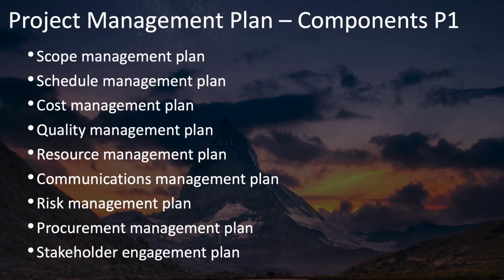You have one component for each of the other 9 knowledge areas: a scope management plan, a schedule management plan, and so on for cost, quality, resource, communications, risk, and procurement. And they all have the same name of management plan, except for the last one, the stakeholder engagement plan. And there are more components that go beyond the list of 9 knowledge areas.